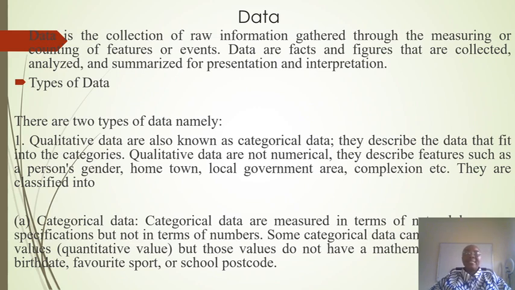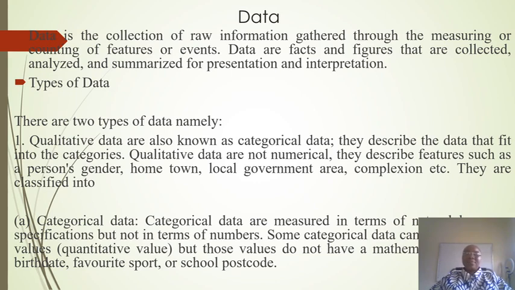Data. What do we mean by data? Data is the collection of raw information gathered through the measuring or counting of features or events. Data are facts, data are figures that are collected, analyzed, and summarized for presentation and interpretation. Types of data. There are 2 types of data. We have the qualitative data and quantitative data.